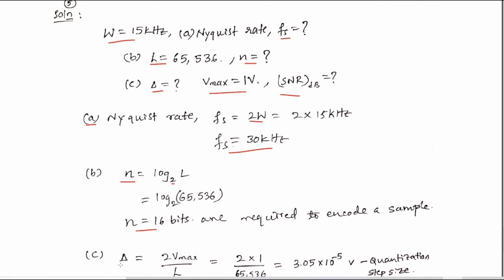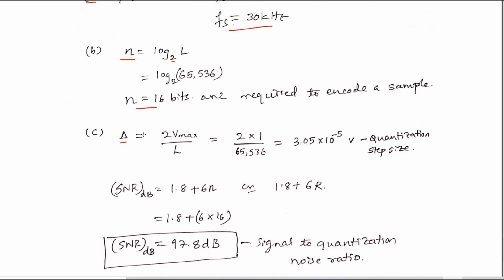And the third point, where we are going to calculate delta, that is step size, and delta can be given by the equation 2 times Vmax by L. So if we substitute, Vmax is equal to 1 volt, 2 by L is the delta size. So we are going to get delta value as 3.05 into 10 to the power minus 5 volt, or you can say 0.305 microvolt is the quantization step size.